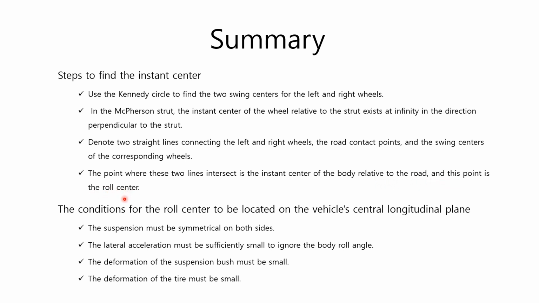The conditions for the roll center to be located on the vehicle's central longitudinal plane are as follows. The suspension must be symmetrical on both sides. The lateral acceleration must be sufficiently small to ignore the body roll angle. The deformation of the suspension bush must be small. The deformation of the tire must be small. Summarizing the last three conditions, we can say that the change in the installation angle of each suspension link must be negligible.